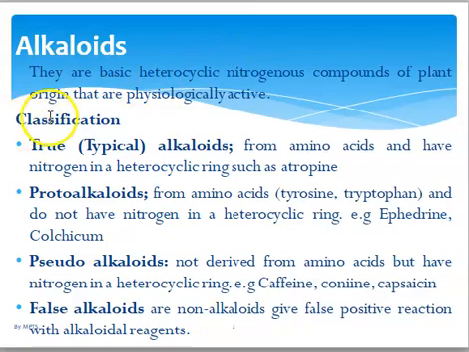How can they be classified? We have true alkaloids, from amino acids, with nitrogen in the heterocyclic ring, such as atropine. We have protoalkaloids, which are from amino acids such as tryptophan, but do not contain nitrogen in the heterocyclic ring, such as ephedrine. Then pseudoalkaloids contain nitrogen but are not from amino acids, such as caffeine. We also have the false alkaloids, which give a false positive reaction with alkaloid reagents.